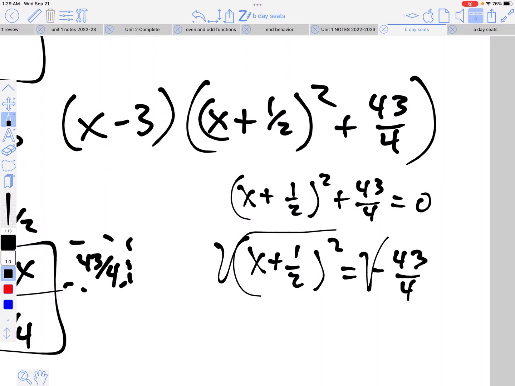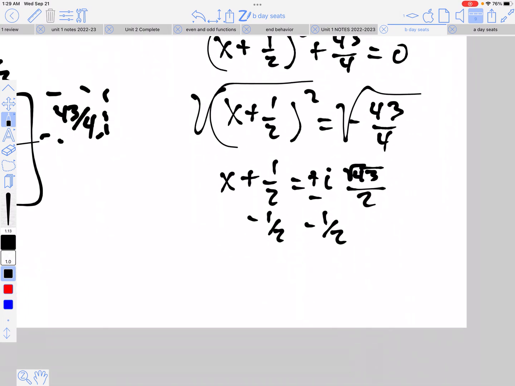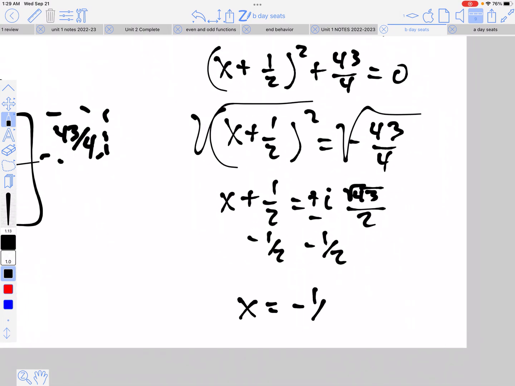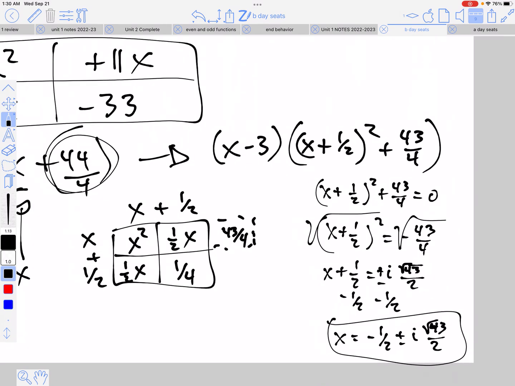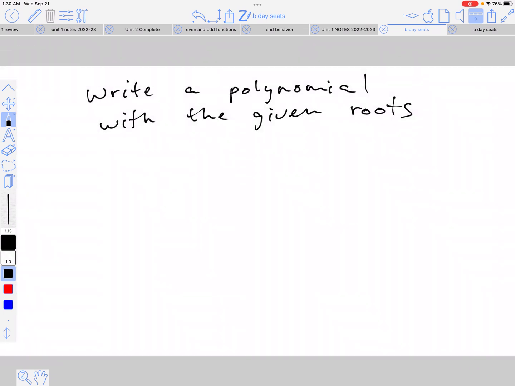Take the square root of both sides, which gives x plus 1/2 equal to, it's going to be imaginary because you can't take the square root of a negative, root 43 over square root of 4, which is 2. Don't forget plus or minus. Then I'm going to subtract 1/2. So I have x equals negative 1/2 plus or minus an imaginary square root of 43 over 2. Alright, so there's two of my solutions. And the other one we found earlier, there's the third solution, and we're pretty golden there.